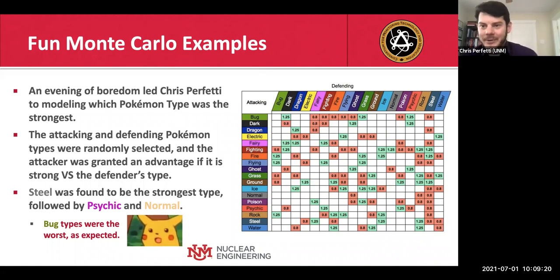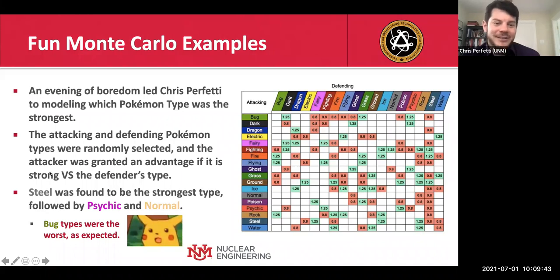So what I did is, one evening out of boredom, I developed a Monte Carlo code to randomly sample the Pokemon types because I wanted to see statistically what was the best Pokemon type, right? Some are strong versus some types and weak versus a lot of types. Is it better to be strong versus a really common type or strong versus several more less common types? So I developed a Monte Carlo code to sample these types to see which one was stronger.